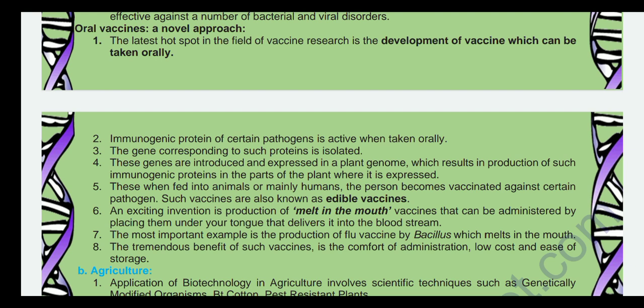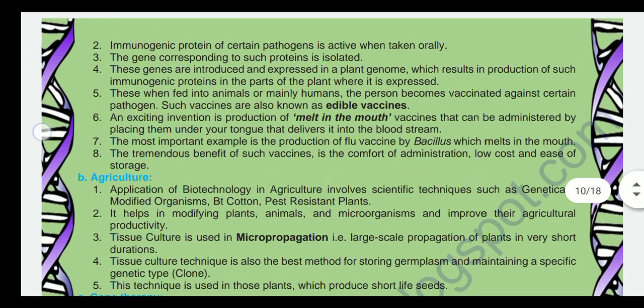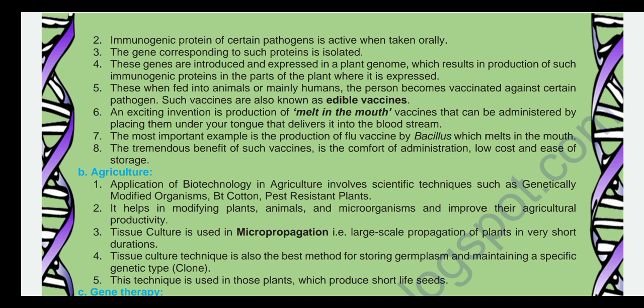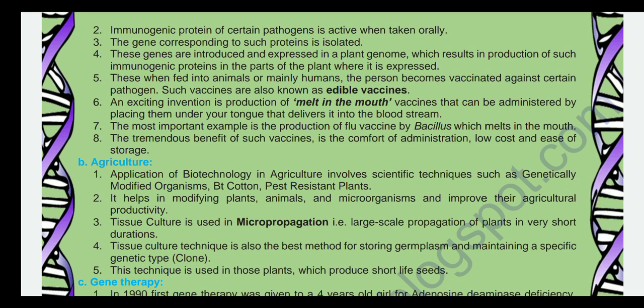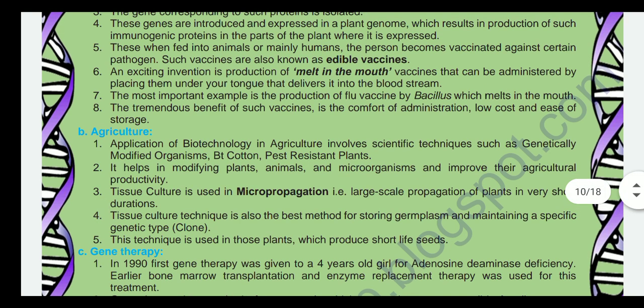Oral vaccines, a novel approach. The latest hotspot in the field of vaccine research is the development of vaccines which can be taken orally. That we all know, do boon zindagi ki and all. So an immunogenic protein of certain pathogens is active when taken orally. The gene corresponding to such protein is isolated. So the genes are introduced and expressed in a plant genome, which results in the production of such immunogenic proteins in the part of the plant where it is expressed. When fed to animals or mainly humans, the person becomes vaccinated against certain pathogens. Such vaccines are also known as edible vaccines. That means vaccines are eaten up with the food.